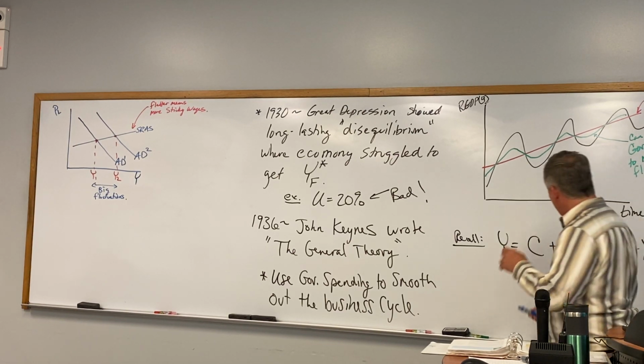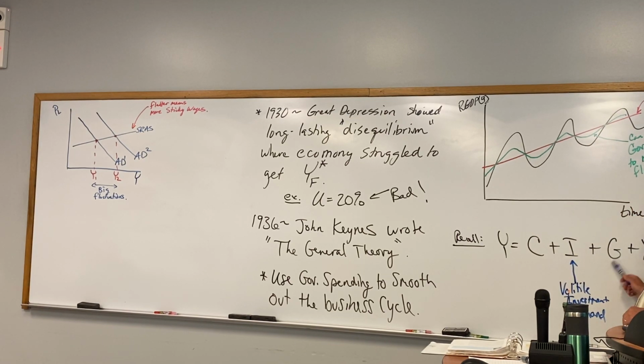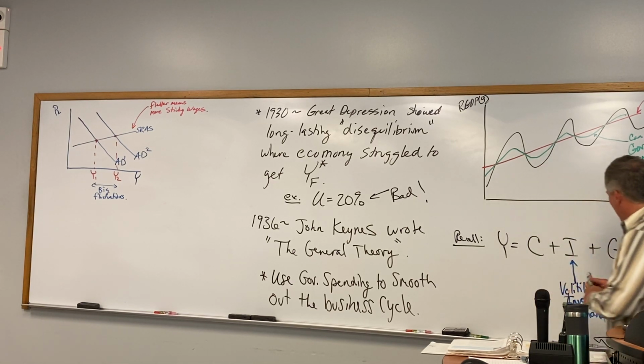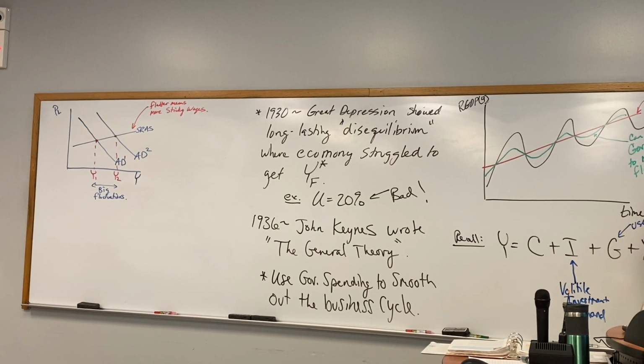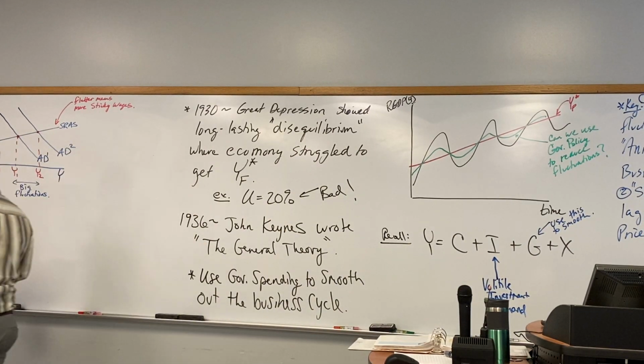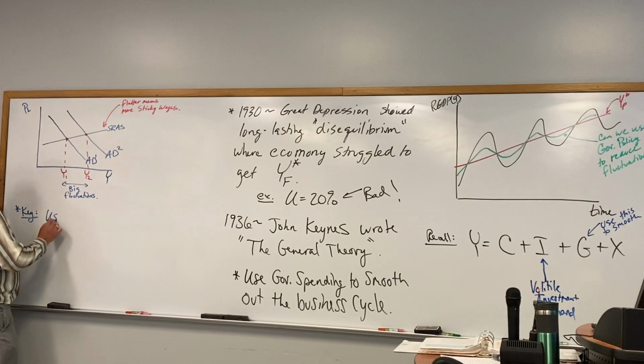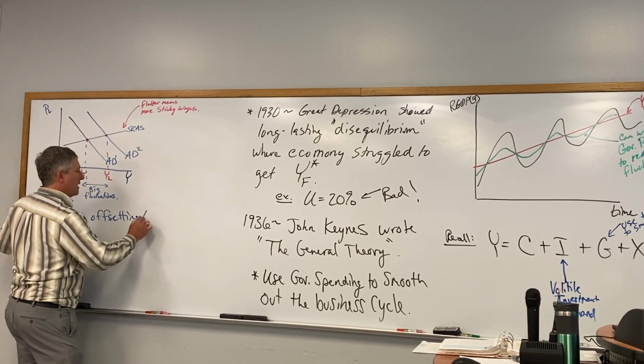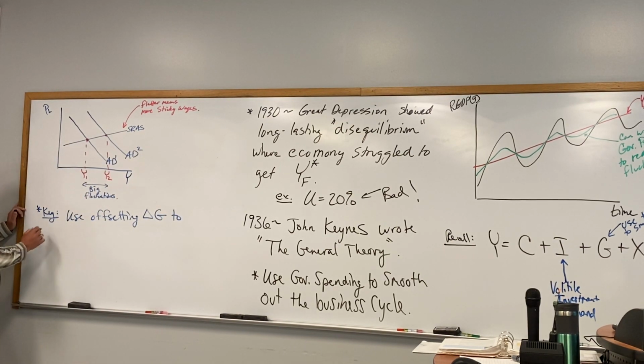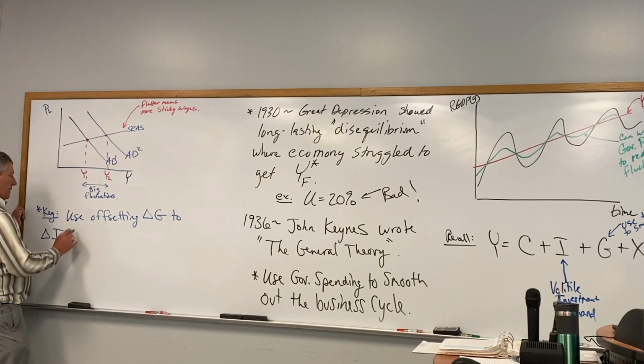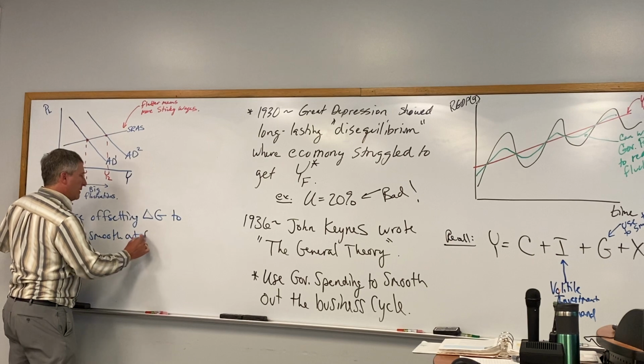All right, so at the end of the day here, if this one's going down, we can use this now to save the day. So volatile investment, we use this to smooth out. So if this one goes up, we just make this one go down and it smooths it out. If this one goes down, we make this one go up and it smooths it out. Kind of the key point here is use offsetting changes in G to changes in investment to smooth out the cycle.